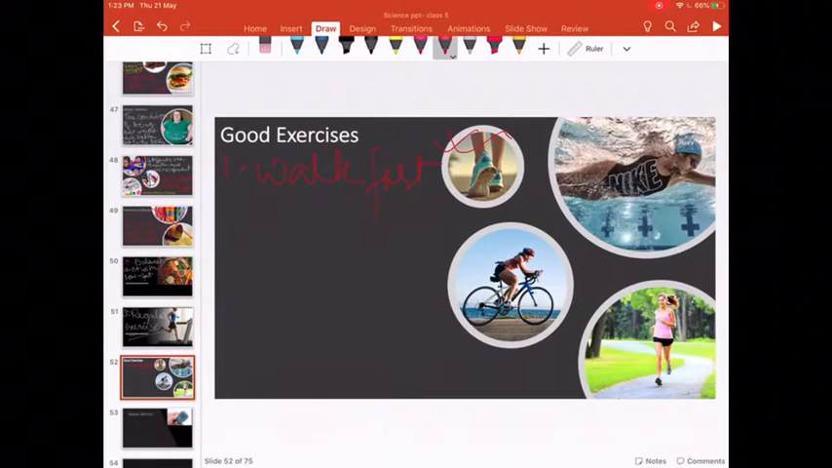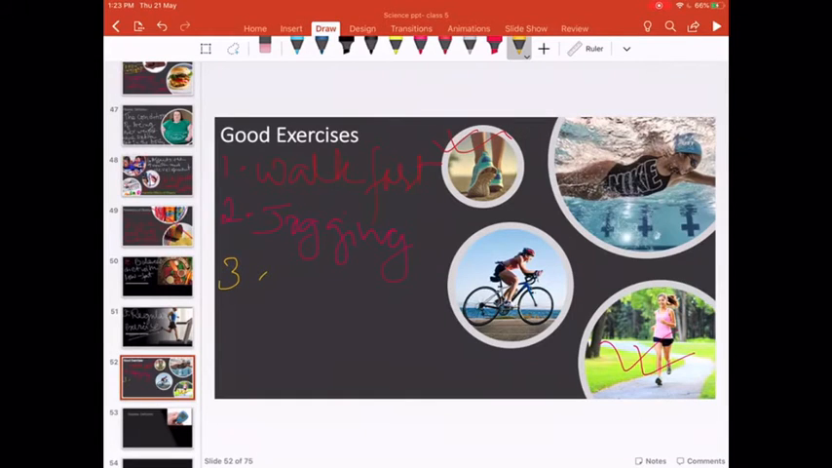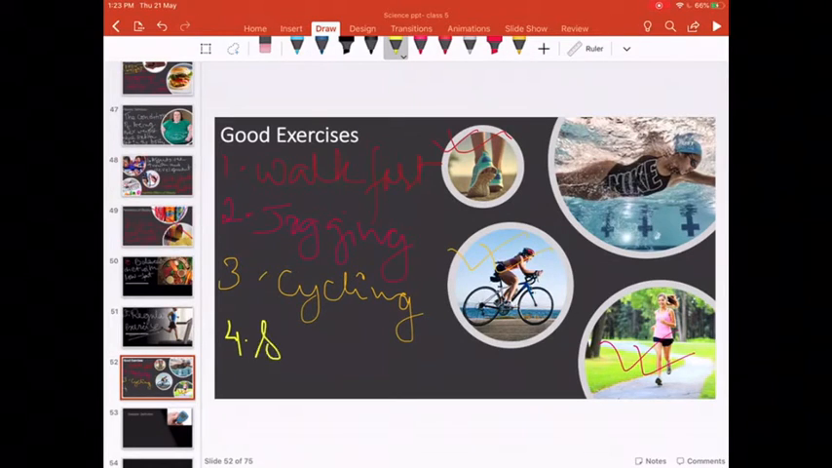Next, another way is, if you do not like to walk, then you can go for jogging. Wear a nice jogging suit and jogging shoes and then go for jogging. Next, if you are not interested in walking and jogging, you can do cycling. Cycling is a very good exercise for you all, and it is also fun for you. Go cycling. And also, if you wish, my favorite of all, swimming.